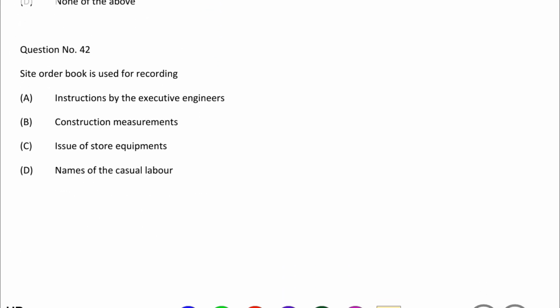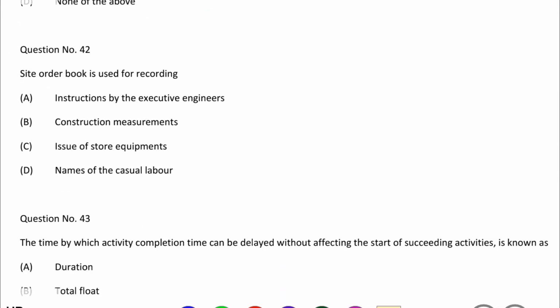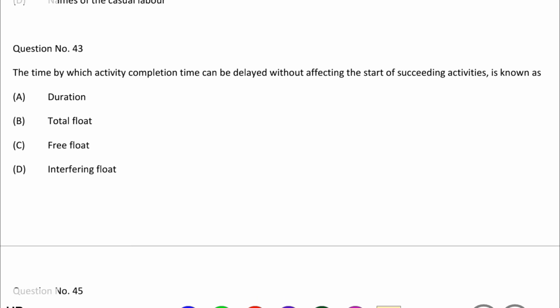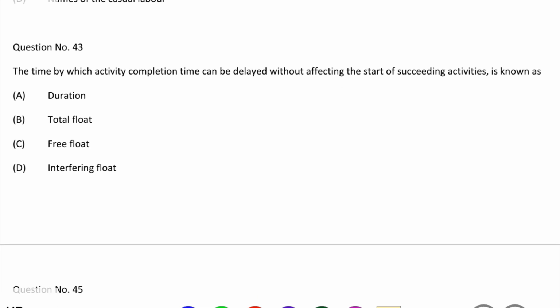So next question, the site order book is used for recording option A, instruction by the executive engineers, option B, construction measurements, option C, issue of store equipment, option D, name of the casual labor. So the correct answer is option A, instruction by the executive engineers. So next question, the time by which activity completion time can be delayed without affecting the start of the succeeding activity is known as option A, duration, option B, total float, option C, free float, option D, interfering float. So the correct answer is option C, free float.